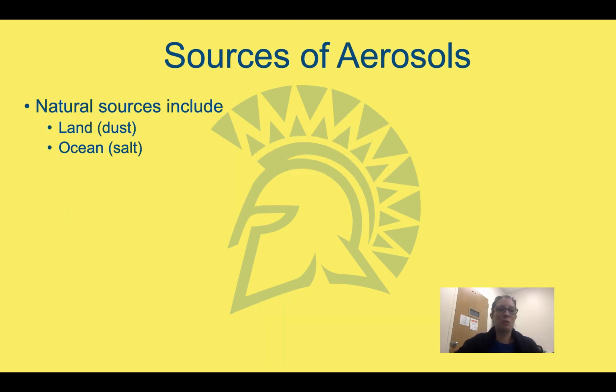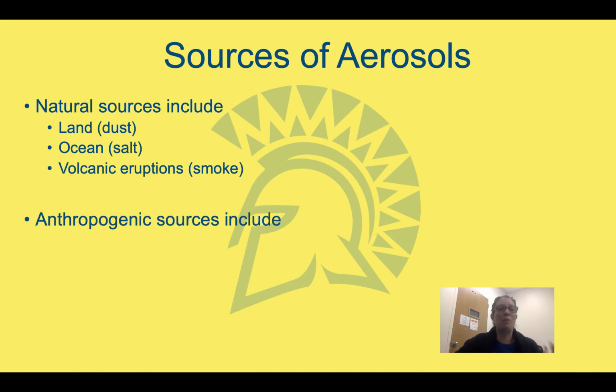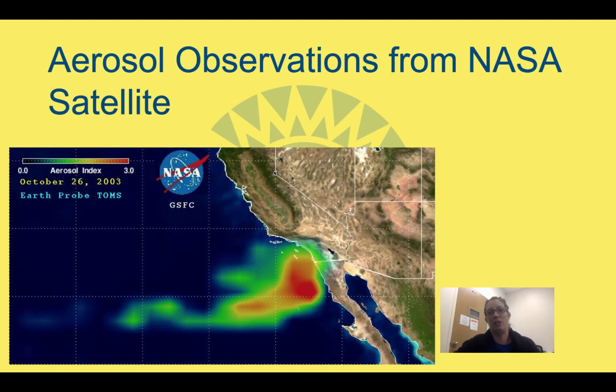Now, the natural sources of aerosols are going to include dust, salt, and smoke from volcanic eruptions. But there are also anthropogenic sources, and those are going to be things like factories, cars, power plants, and deforestation. I kind of just went over those.